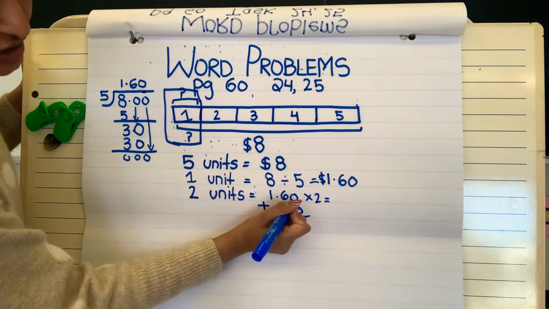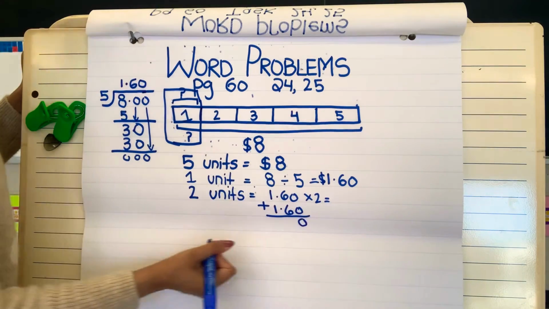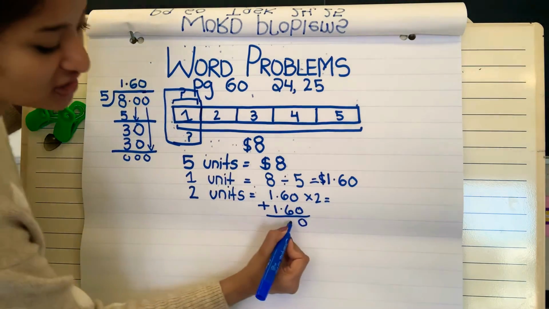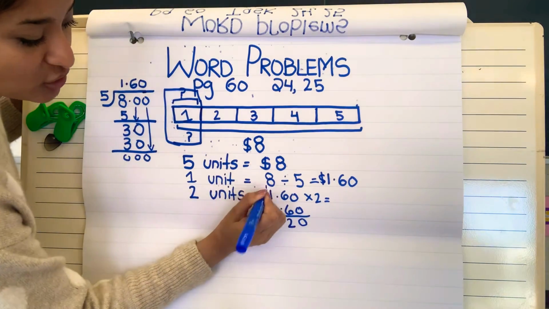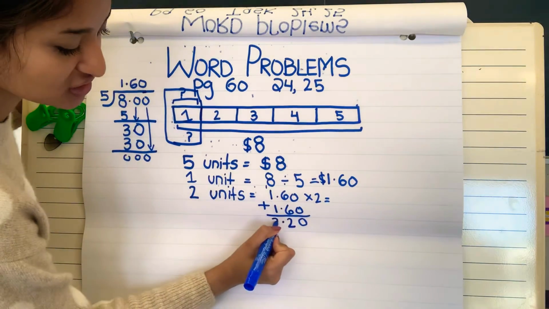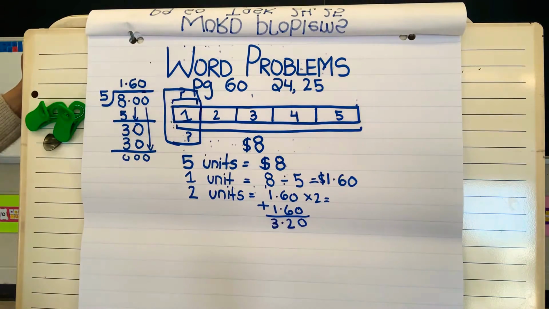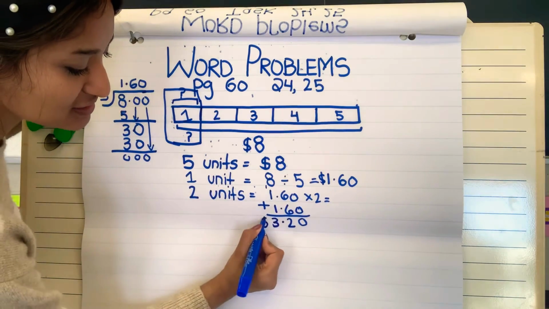Let's do our adding. So 0 plus 0 gives me 0, 6 and 6 gives me 12. I'm not going to forget my decimal. I'm going to take my 1 over, and this gives me $3.20. Okay?